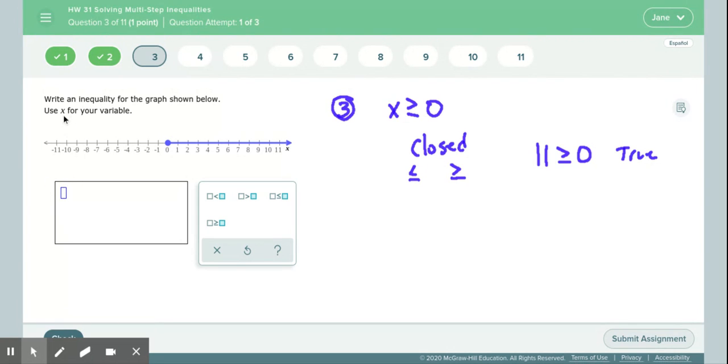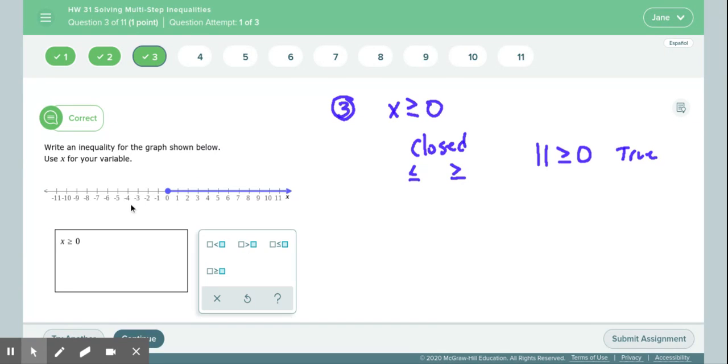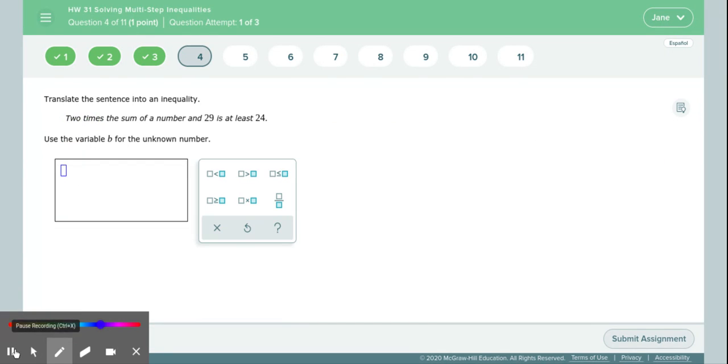So I use whatever variable it tells me to use. So in my case, it's x, and then I'm going to use the greater than or equal to 0, and then as always, check my work. And if it's wrong, I'd go back through and fix it.